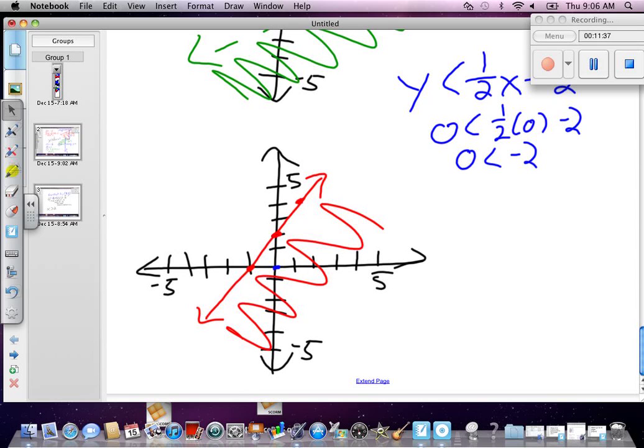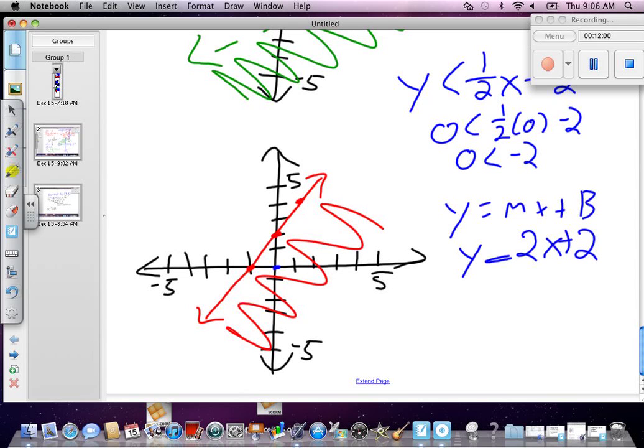Okay, somebody raise their hand. What is the y-intercept? So it's a +2. What is the slope? We went up over 1, so it's 2. It's a solid line, which means it's going to be underlined.